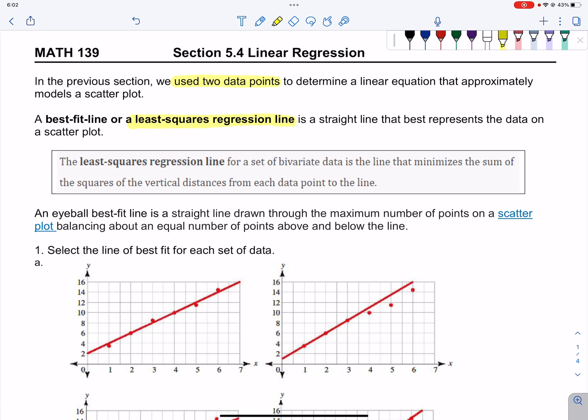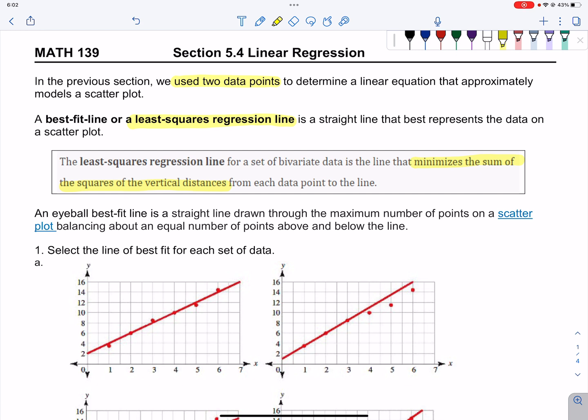But essentially what this is, is that it minimizes the sum of the squares of the vertical distances from each of the data points to the line. It tries to get each of the data points as close as possible to the line while not letting any of the points get too far.